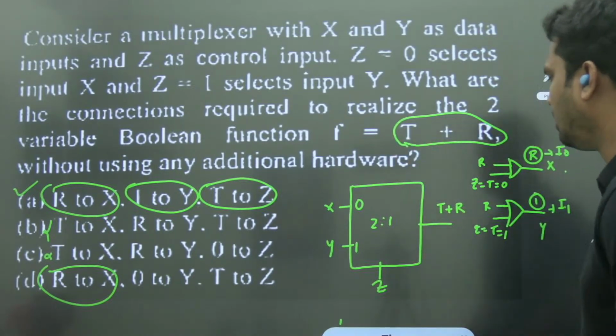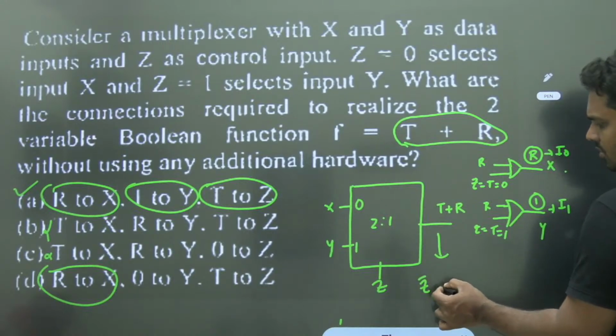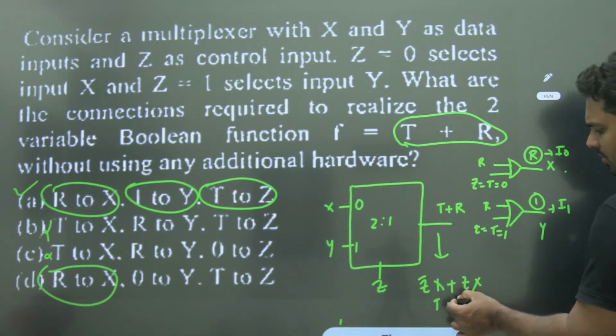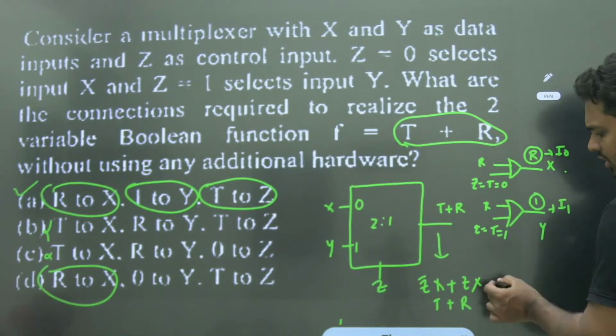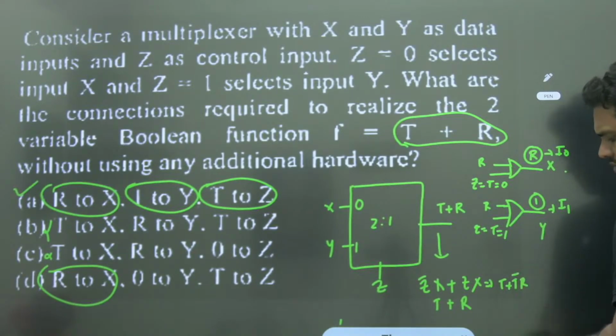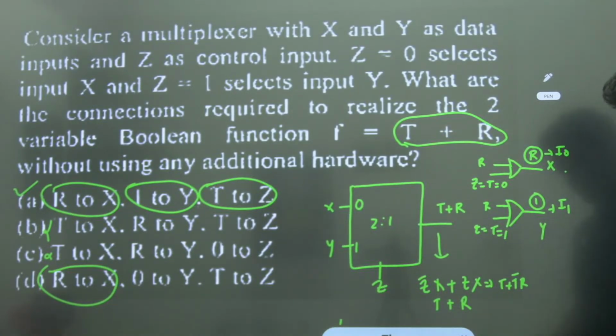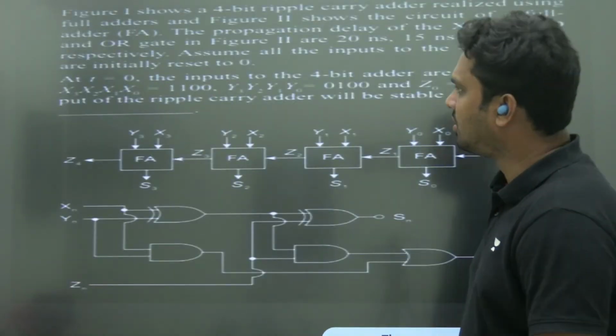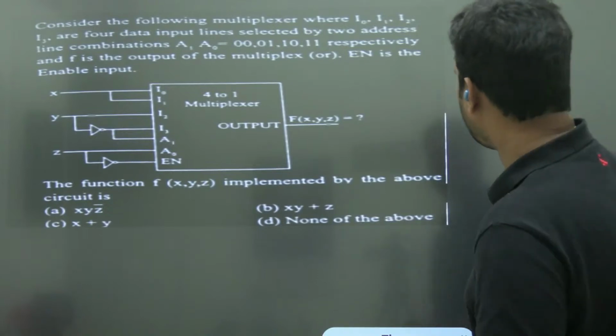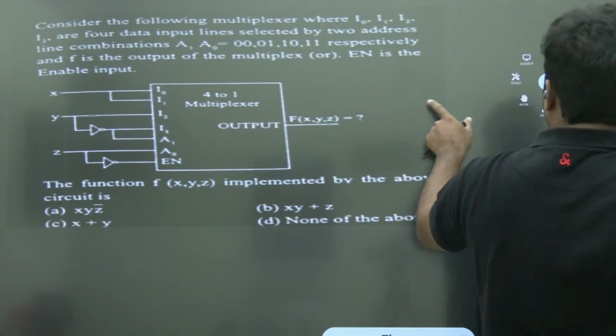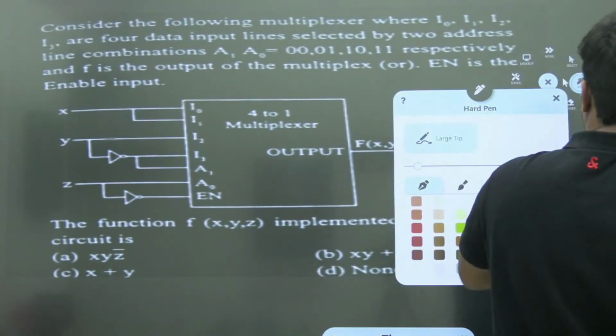Otherwise you can take its characteristic equation, Z bar X plus Z Y. To make it T plus R, it should be in the form of T plus T bar R, that is T into 1, so Y must be 1 and X must be R. In this way also you can do it. Next question: the adder questions I usually do last. I have already told you, we can do all the adder questions later at the end, depending on the availability of time.